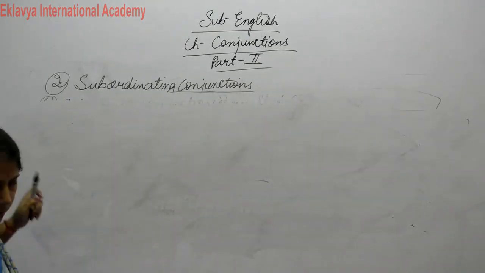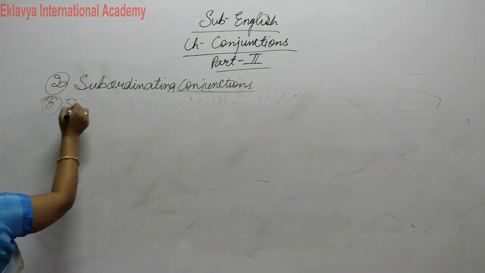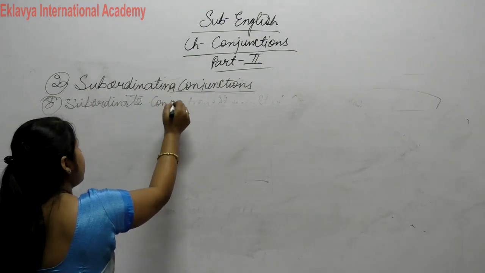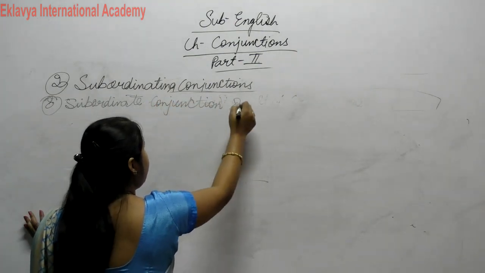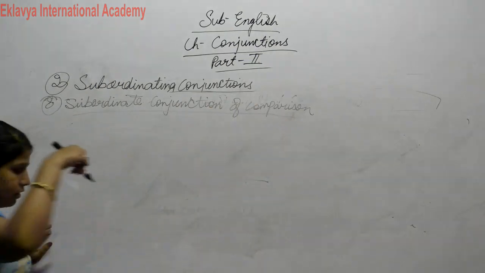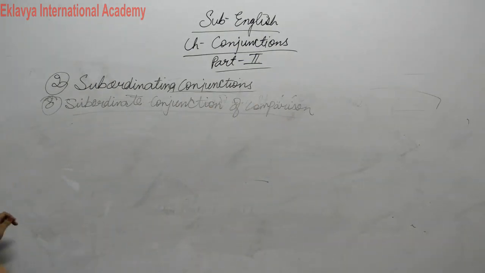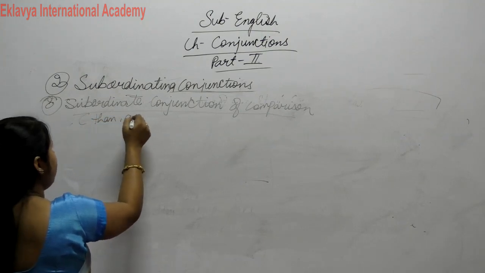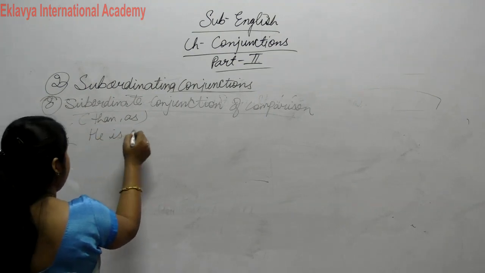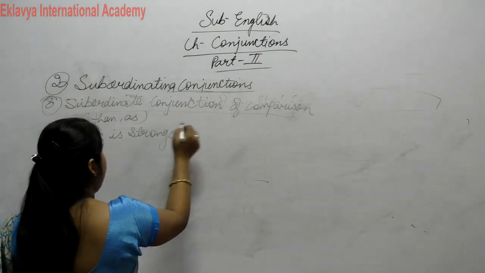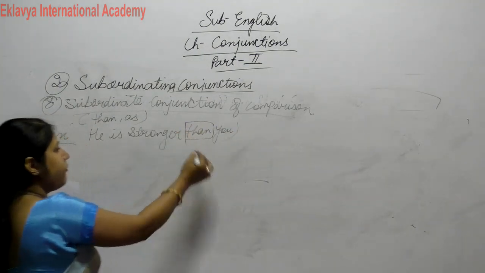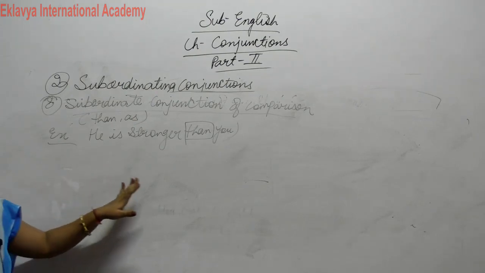Eighth one, write down: subordinate conjunction of comparison. Okay? For comparison, which conjunction do we use? Clear? So write down, subordinate conjunction of comparison: than and as. For comparison, we use than or as. So write down the example of than or as: he is stronger than you. So this way we use than for comparison. Clear?